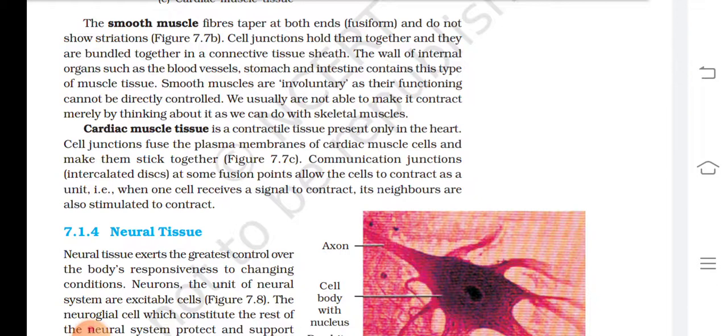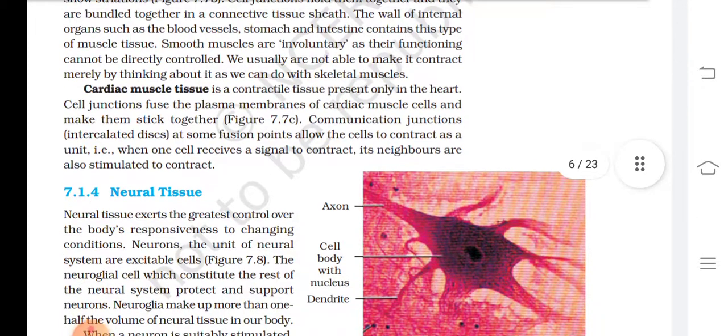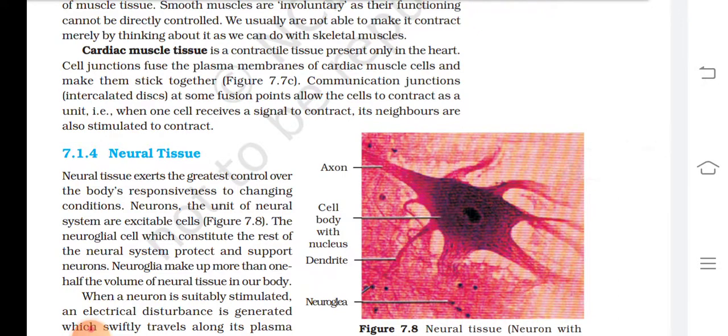Cell junctions fuse the plasma membranes of cardiac muscle cells and make them stick together. Communication junctions at some fusion points in the intercalated discs allow the cells to contract as a unit. That is, when one cell receives a signal to contract, its neighbors are also stimulated to contract.